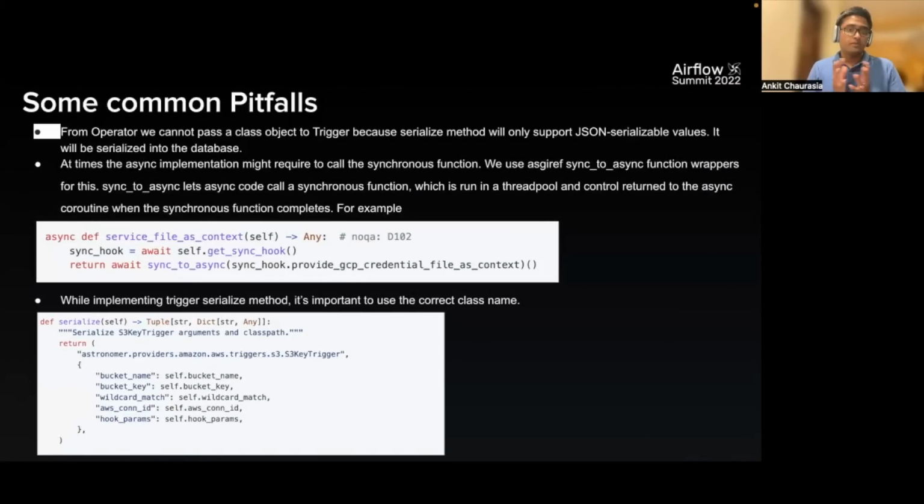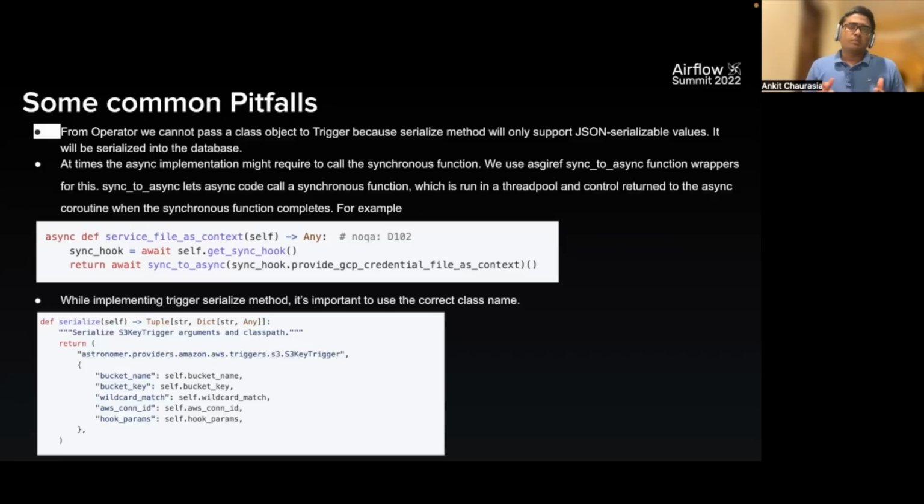So now let's talk about some pitfalls. From the operator, we cannot pass in a class object to the trigger, because the serialize method will only support JSON serializable values. Another important thing to take care of is that at times the async implementation might require calling a synchronous function, and for this we use asgiref's sync_to_async function wrapper. Sync to async basically lets async code call a synchronous function, which is run in a thread pool, and control returns to the async coroutine when the synchronous function completes.